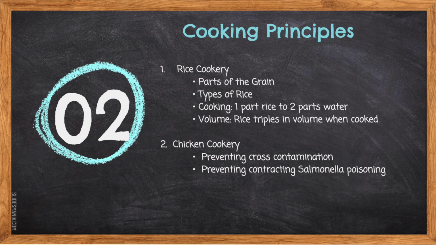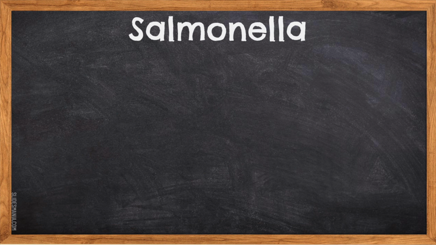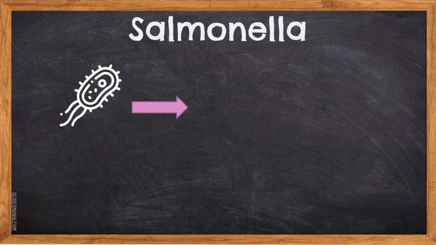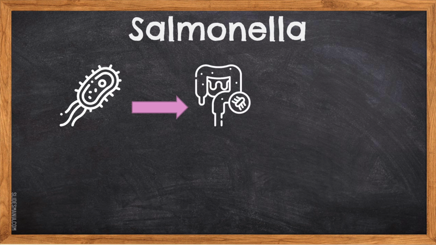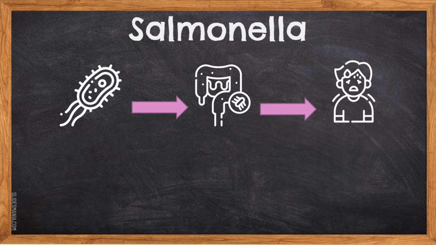Preventing contracting salmonella poisoning. Salmonella infection is the most common bacterial disease that affects the intestinal tract. Salmonella bacteria typically lives in animals such as chickens and also can be found in human intestines. They are often shed through feces. Humans become infected with this bacteria frequently through contaminated water or food, like eating undercooked poultry.